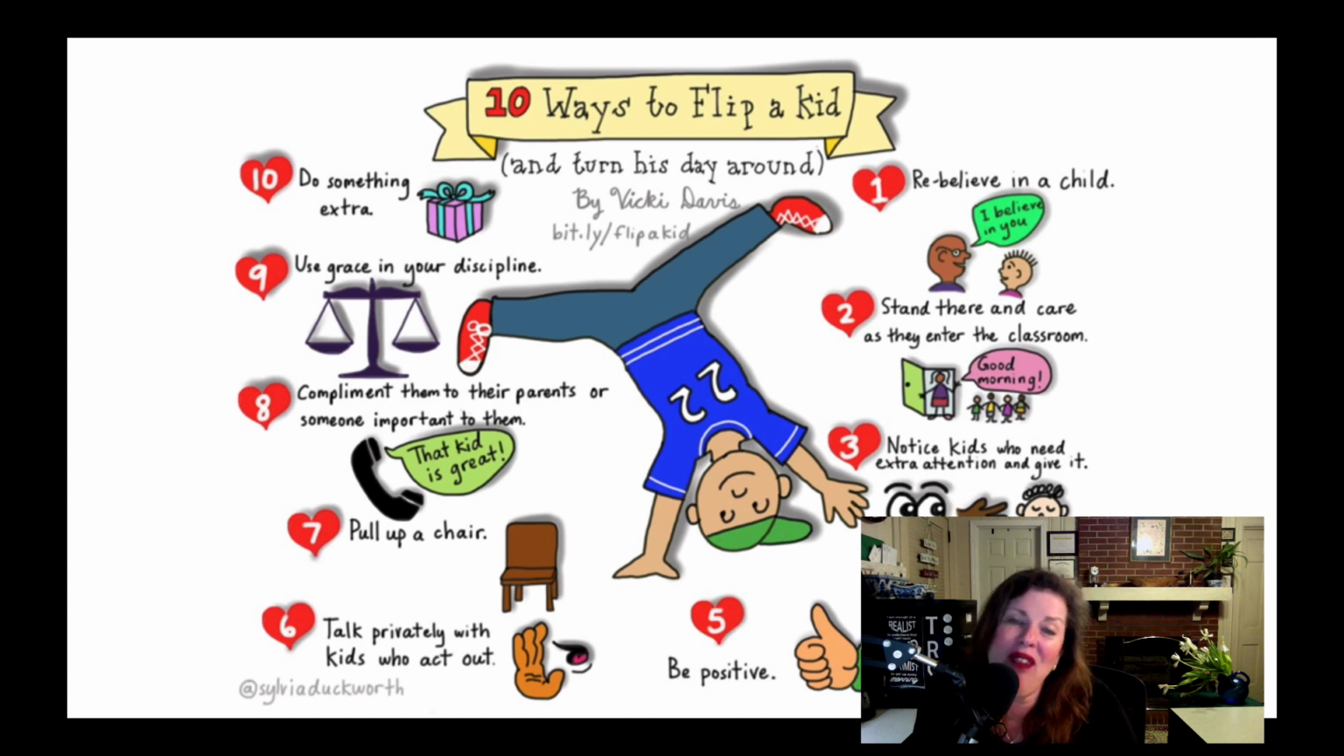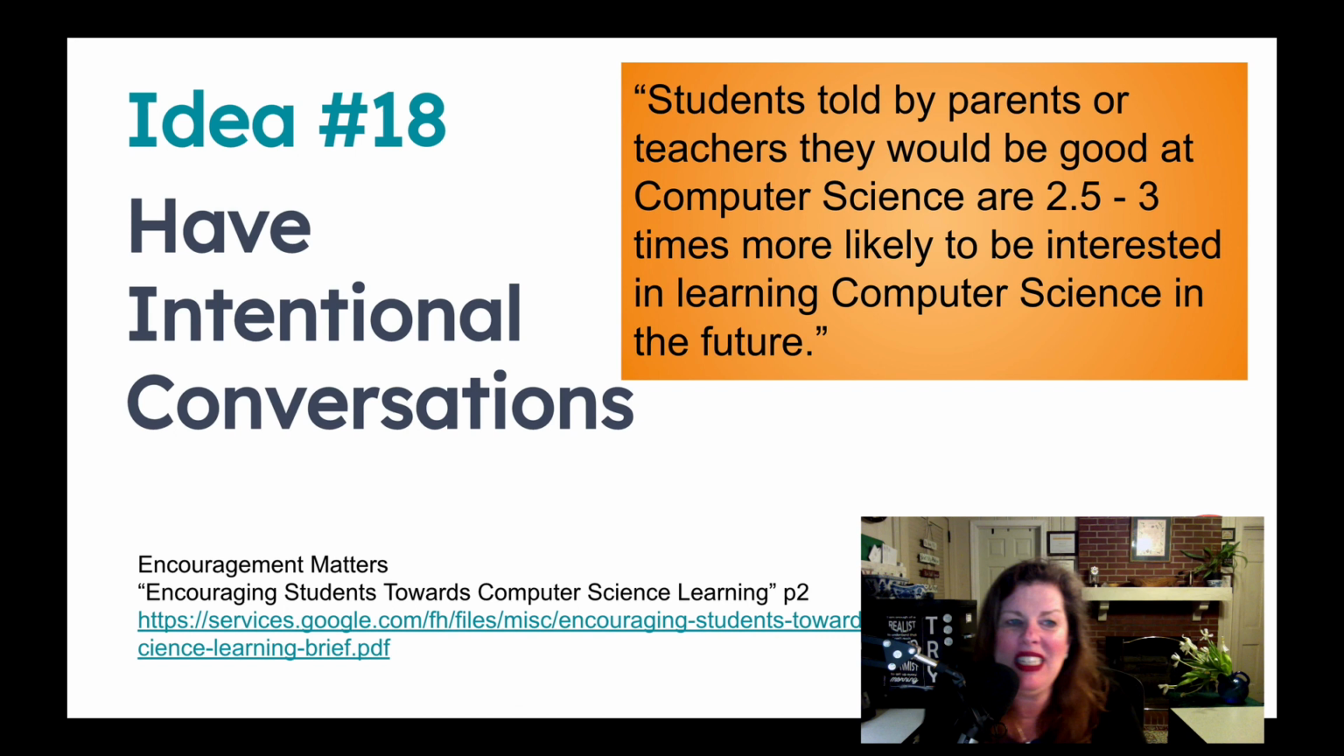So also having grace and discipline. There are times that you need to have grace because some kids don't ever get it. And then do something extra for kids. There are times that before COVID, of course, I baked cookies or baked cinnamon rolls or did something like that. And I found other ways to do that during this time. So idea 18, I want to stress this, is have intentional conversations.